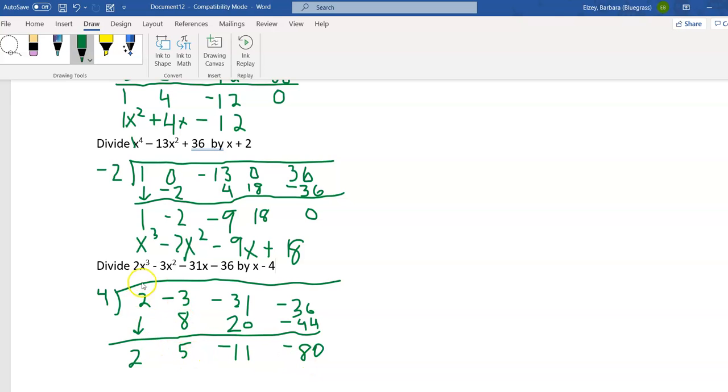So let's first continue the same way when we're writing our answer. We had a 3rd power here, so this will start with a square. And then 5x. And then negative 11. Now the remainder ends up going over the top of our divisor, in this case x minus 4. And there we have it.